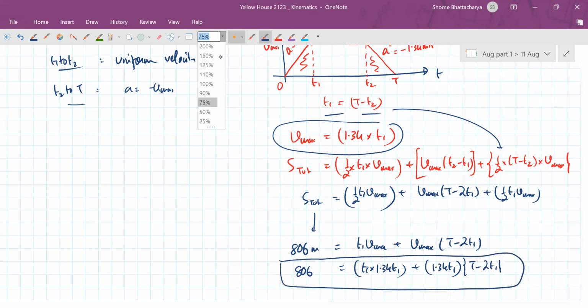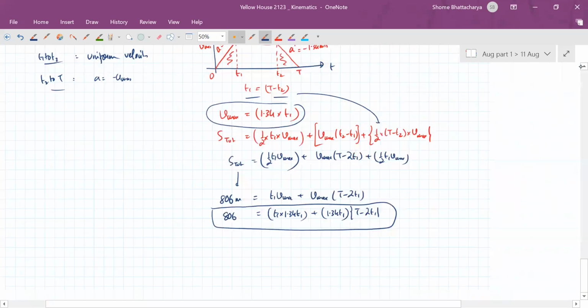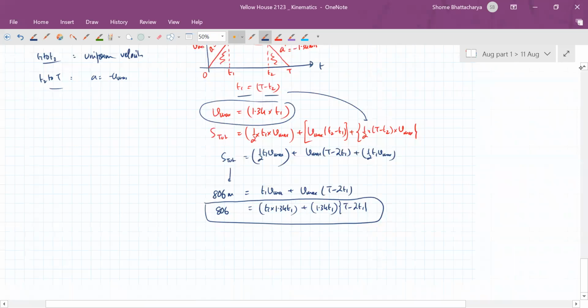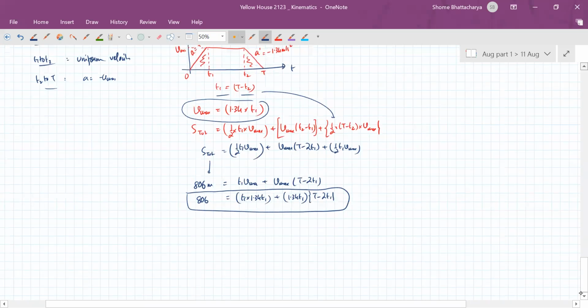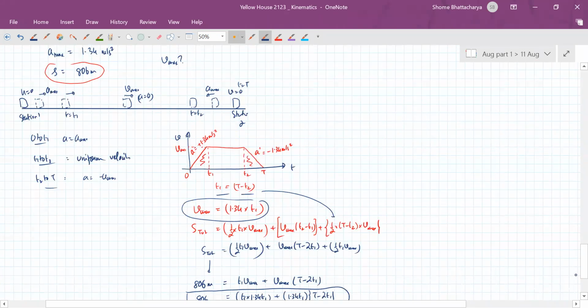Now think how we will solve this, because we still have two variables, capital T and T1. So how will we solve further? Just note down up to here and think how we'll solve that further part. So it stops for 20 seconds at each interval.